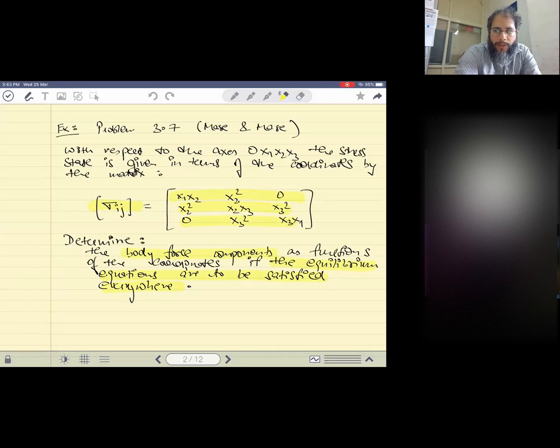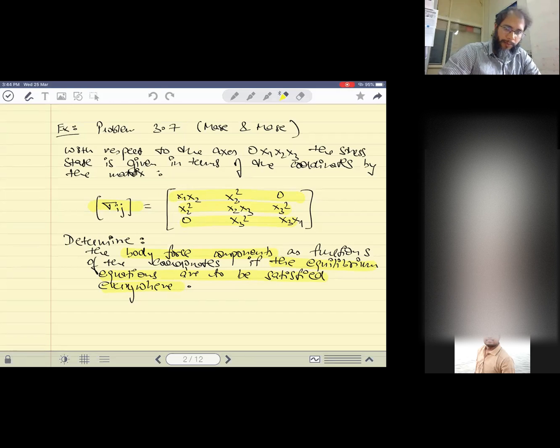Now equilibrium, as we discussed, means force equilibrium as well as moment equilibrium. Now if I ask you, is the moment equilibrium applied here? Remember, what the moment equilibrium said was that the stress tensor is symmetric. If I quickly have a look at my stress tensor here, I can see that it is symmetric. So since the tensor is symmetric, moment equilibrium already is applied. So what we have to use is the force equilibrium. In that case, we can find the value of the body force components.